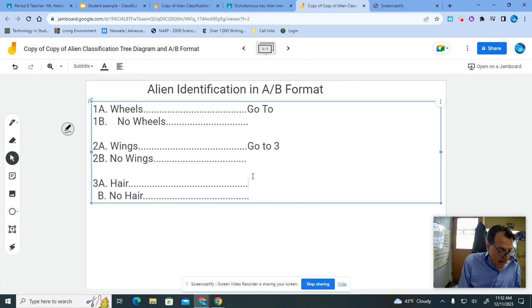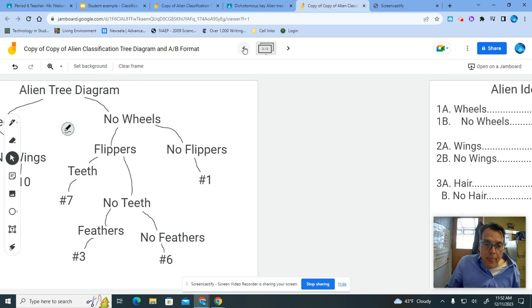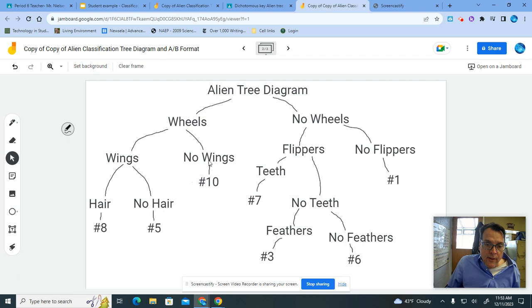You double click to get back into the text box. No hair was number 5. And now what you do is, just like we did before on the tree diagram, you work with the last group you were working with, and that's going to be the blank closest to the bottom. I realize there are 2 blanks here, but the one closest to the bottom is the last group you were working with as far as your tree goes. So we're going to go to the no wings group and see where we are. Okay, here's wings, there's no wings, and we're now going to fill in number 10.